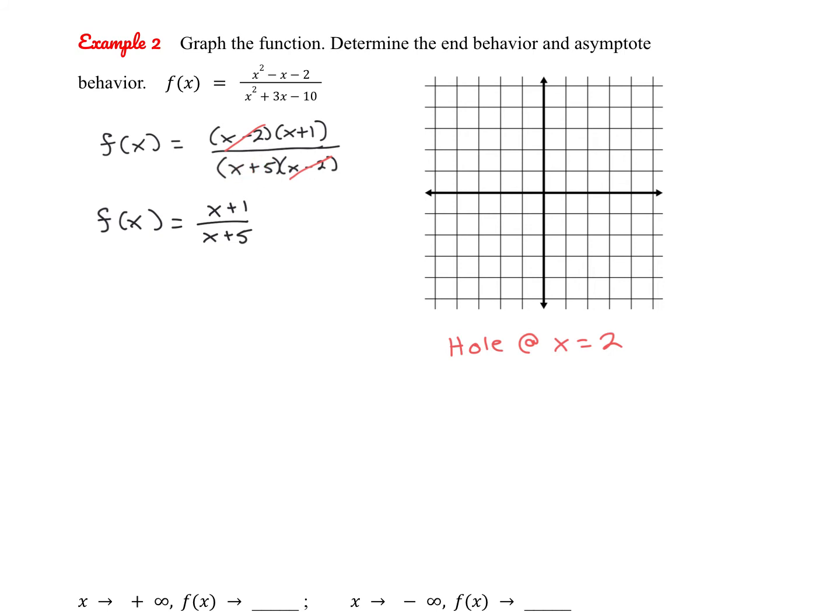So again, x cannot equal -5, because if it did, our denominator would be 0. So we have a vertical asymptote at -5. And I'm just going to rescale my graph just so I have a little bit more space. So let's call this -2, -4. So -5 is going to be right here.